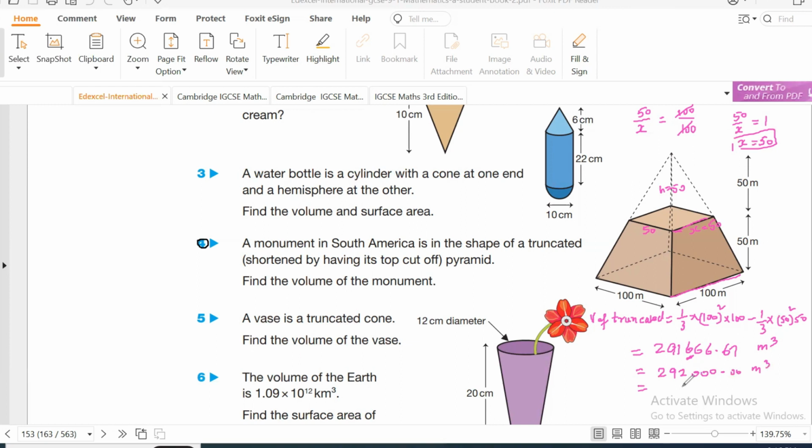But if you write the answer in standard form, like bring the point after the first non-zero digit, which is 2, so 2.92, and look, we move the point 1 2 3 4 5 places, so multiply by 10 to the power 5, in meters cubed. This is your last answer in standard form as well. I hope it is clear.